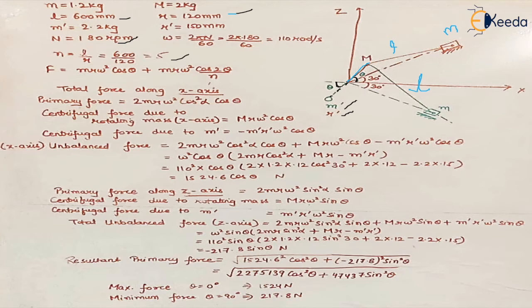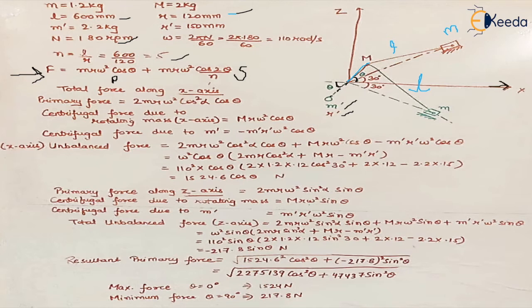Now, for the unbalanced forces, the equation for the force is m r omega square cos theta, which is termed as the primary force, and m r omega square cos 2 theta upon n, which is termed as the secondary force. And in the question we have to find the resultant primary and secondary forces. So firstly, we'll talk about the forces along the x-axis, right?